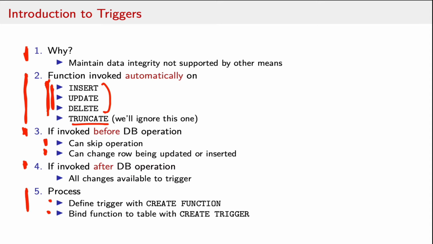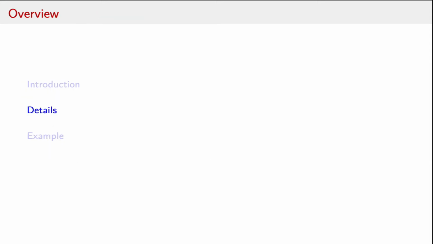So the create function defines the function that's going to be executed. Once that's in the database, stored persistently, we can then do a create trigger, which will tell the database under what circumstances I want you to automatically execute this function. All right, let's consider some of the details of how triggers operate.